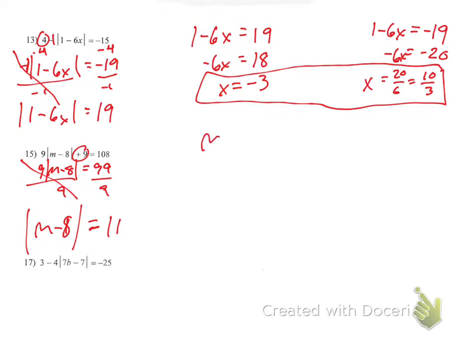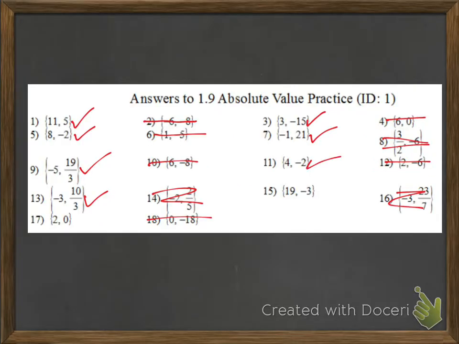So I set up my two equations, m minus 8 is equal to 11, and then m minus 8 is equal to negative 11. So what I can do is just add 8 to both sides. So m is going to equal 19, and then 8 plus 11, m will be equal to negative 3. So 19 and a negative 3.